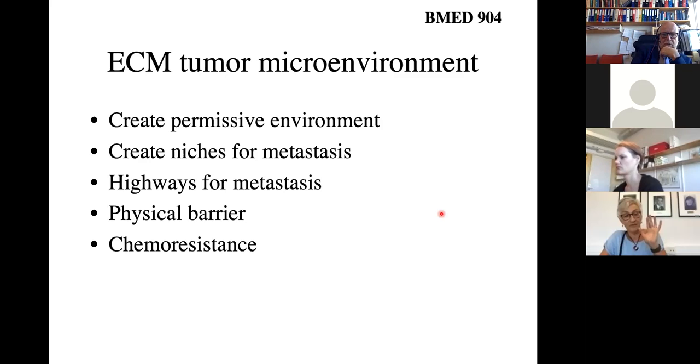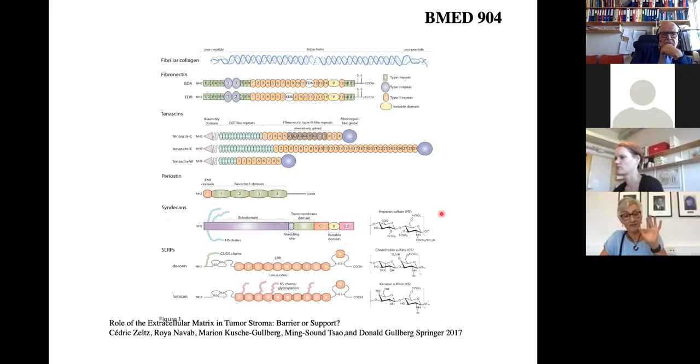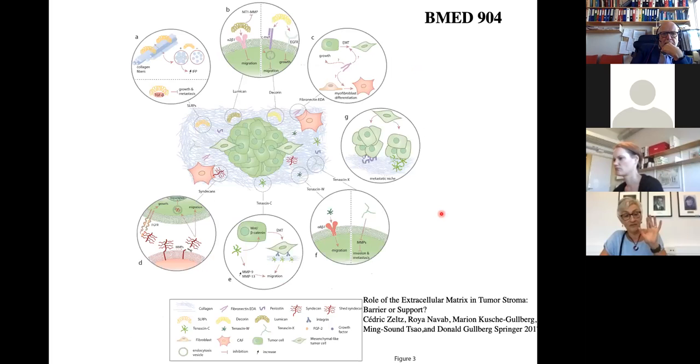the development of chemoresistance. Here is a summary slide from a book chapter we wrote where we see the structure of some of the major components we talked about today. Here is another summary slide showing the function in the context of tumors of some of these proteins in forming pre-metastatic niches and affecting cell migration and so on.